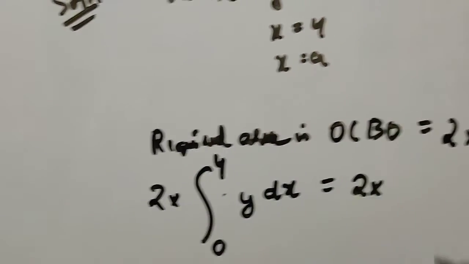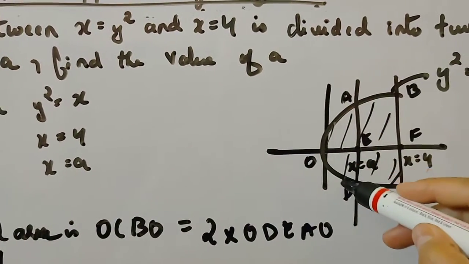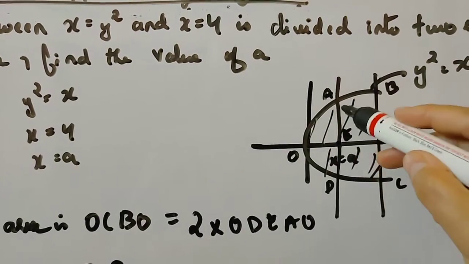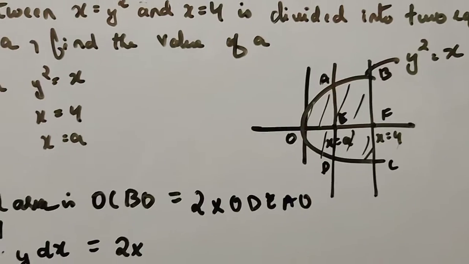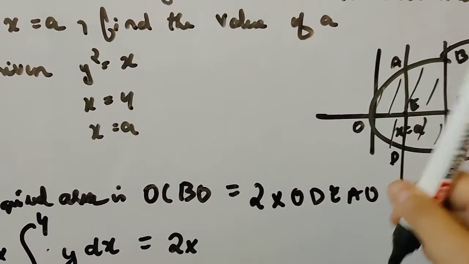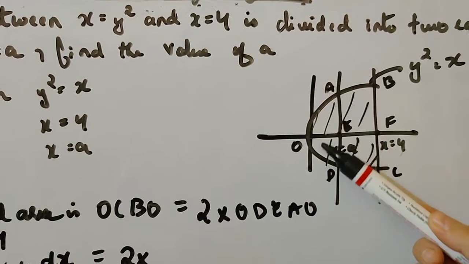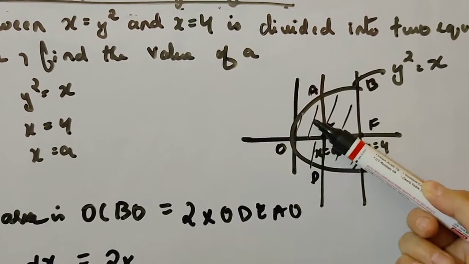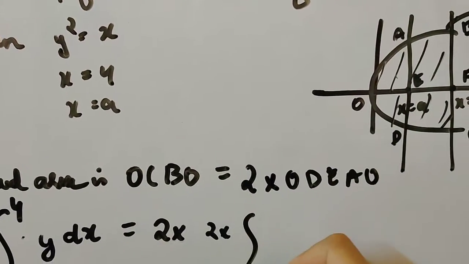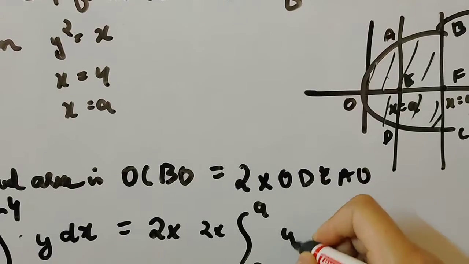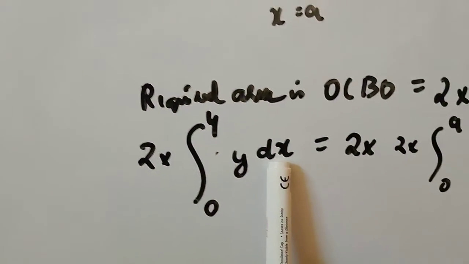Now this part is 2 into this area. For this area, we know the distance is 0 to a. Now 2 is already there here also. Now what we will do is, for this area ODEOA, again it is in two parts. So 2 into the integral from 0 to a of y dx.